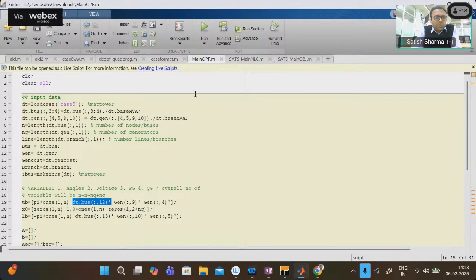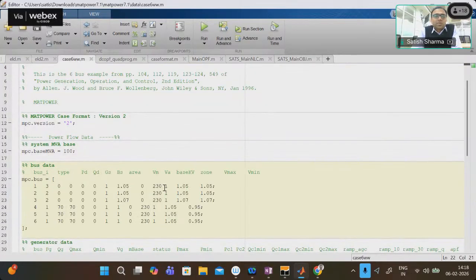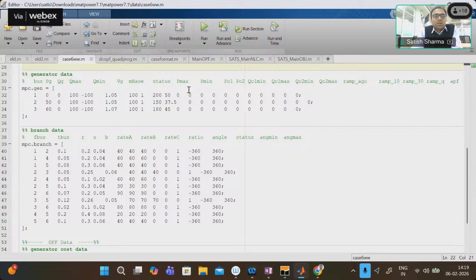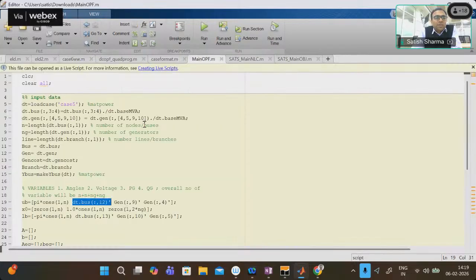Then in the generated data, as we discussed earlier in the morning, the ninth column gives the maximum P and the 10th column gives the minimum P. Similarly, the fourth column gives the maximum Q and the fifth column gives the minimum Q. So generated data ninth column gives the maximum P, and generated data fourth column gives the reactive power maximum limit. Similarly, the lower limit is minus pi for all n angles. Then the 13th column from the bus data gives the minimum voltage level, which is also taken. And the 10th column gives the P min and the fifth column gives the reactive power minimum limits as well. So this is what we have defined so far.